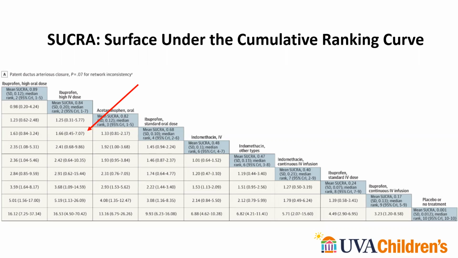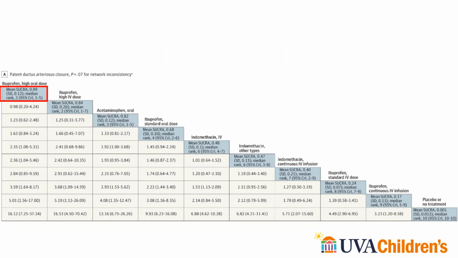So I'm going to point out a few numbers in this slide to help it make sense. Oral ibuprofen had the highest SUCRA score, meaning it is the highest ranking among all the modalities with regard to PDA closure. Although it's really not much different than high dose IV ibuprofen or oral acetaminophen. SUCRA scores were 0.89, 0.84, and 0.82 respectively. So really not much difference. This is the odds ratio comparing high dose oral ibuprofen and acetaminophen. It is 1.23 with a 95% credible interval of 0.62 to 2.48, thus not statistically significant.